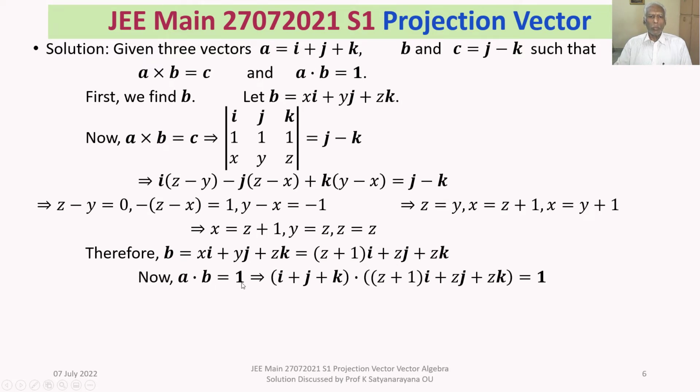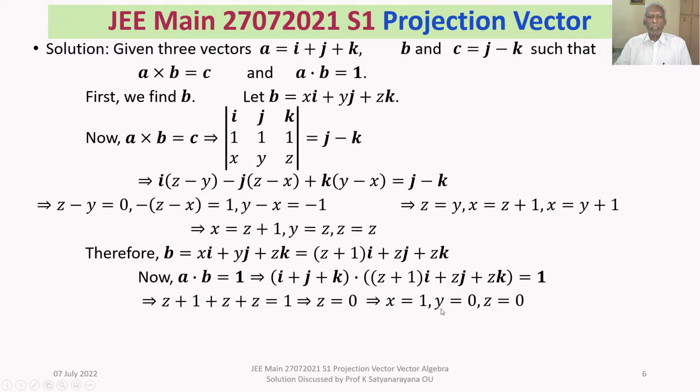Now, A dot B is equal to 1 will imply i plus j plus k dot B, where B is z plus 1 i plus zj plus zk. Take the dot product, and that is equal to 1. When you take the dot product here, you will get z plus 1 plus z plus z is equal to 1, and the 1 cancels on both sides. We get 3z is equal to 0, which will imply z is equal to 0. So when z is equal to 0, x is equal to 0 plus 1, that is 1, y is equal to 0, z is equal to 0.